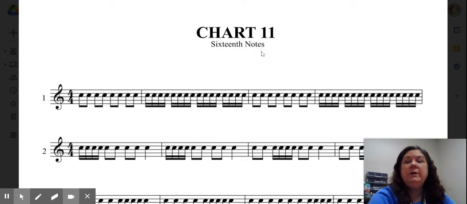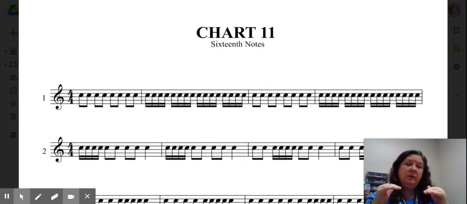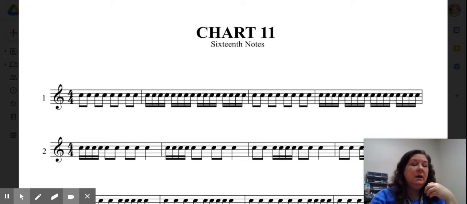So this is totally new for you guys today. This lesson is all about going smaller with our counting. Technically speaking, you could go smaller and cut down note values to infinity and beyond. But for the purposes of our classes here at the beginner and middle school level, 16th notes is probably about as small as you will see.